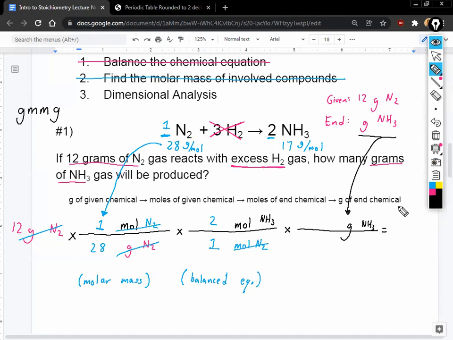All right, and then last but not least, we want to get rid of moles of NH3. So we put it on the bottom right here. That way they can cancel out. And if you guys notice, what's on the same fraction? NH3, but it's also grams and moles. So if I have grams and moles on the same fraction, where do I get the numbers from? Yeah, molar mass. There we go.